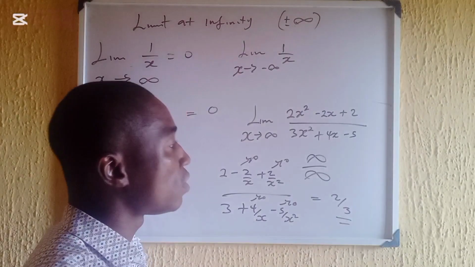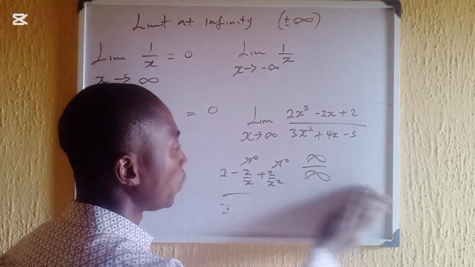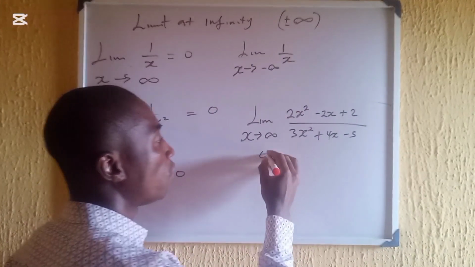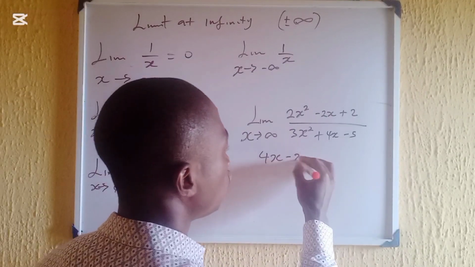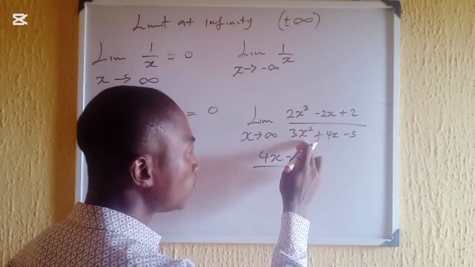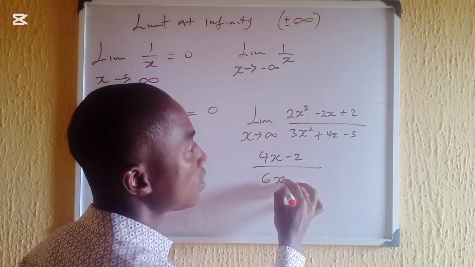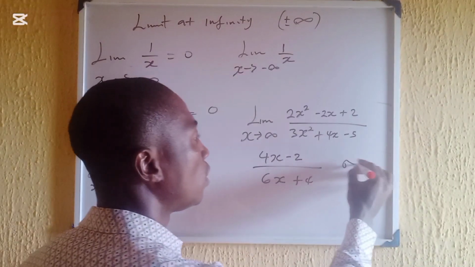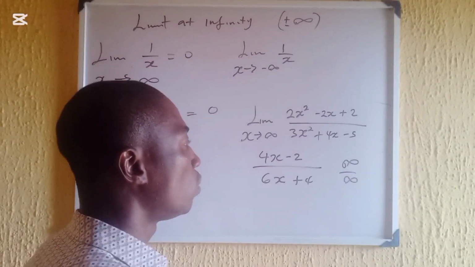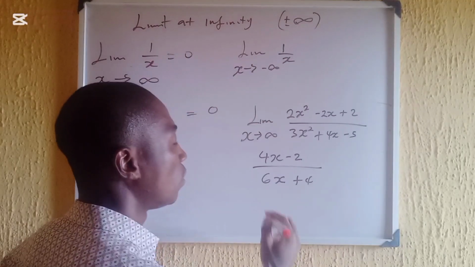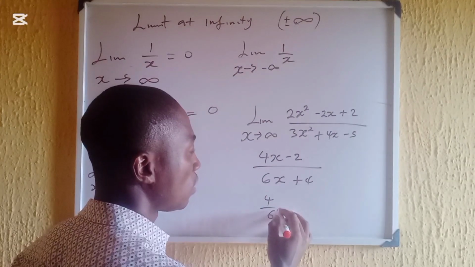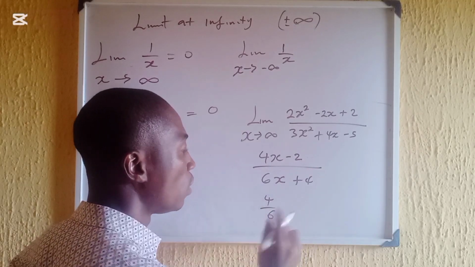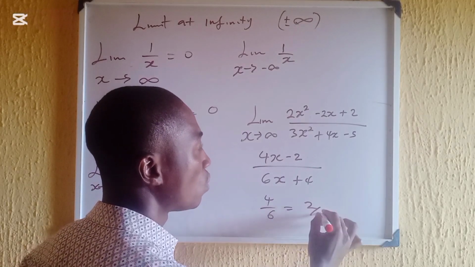We can achieve this using L'Hopital's rule. Let's try it using L'Hopital's rule. Differentiate the numerator, we'll be having 4x minus 2 over, differentiate the denominator, we'll be having 6x plus 4. Now, if you insert infinity here, you'll still be having infinity over infinity. So what do we do? We differentiate it again. We'll be having 4 over 6 because when you differentiate this, you have 4, this 0, this 6, this 0. So you'll be having 4 over 6, and that gives us 2 over 3.